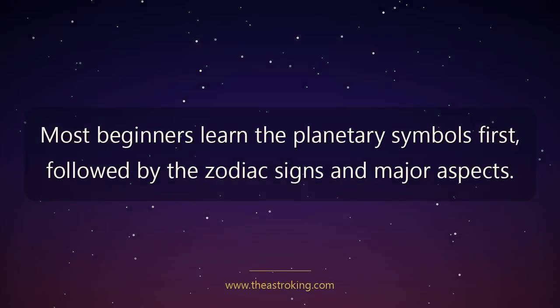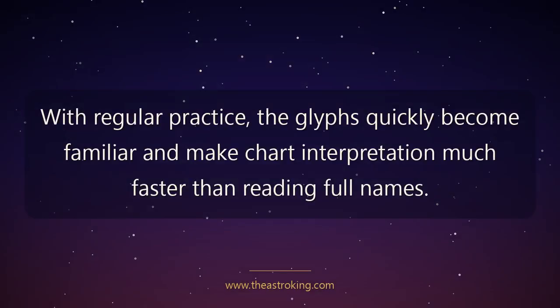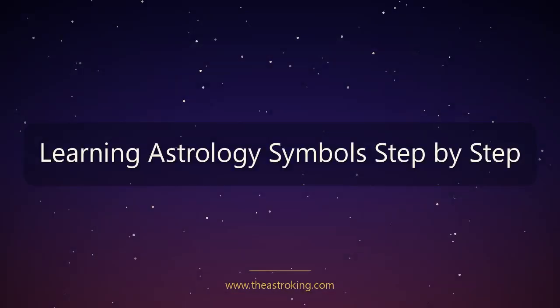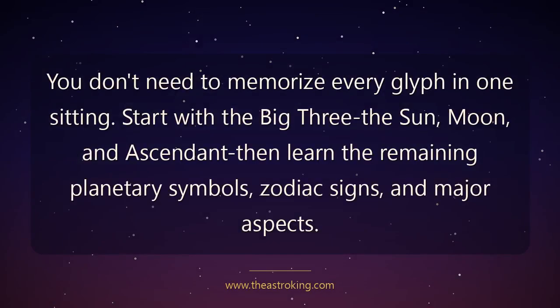Most beginners learn the planetary symbols first, followed by the zodiac signs and major aspects. With regular practice, the glyphs quickly become familiar and make chart interpretation much faster than reading full names. Learning astrology symbols step by step. You don't need to memorize every glyph in one sitting. Start with the big three: the Sun, Moon, and Ascendant, then learn the remaining planetary symbols, zodiac signs, and major aspects.